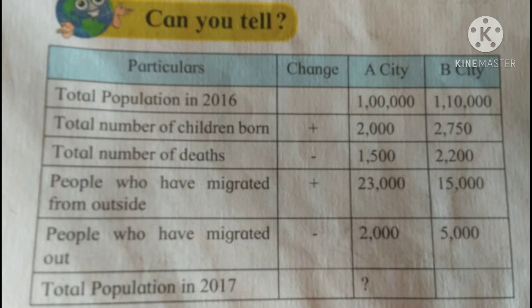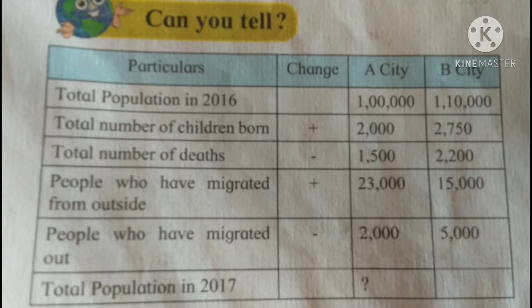Now see people who have migrated out. In A city it's 2000 and in B city it's 5,000. Now you have to find out the population in 2017. Now see children, questions are given there. Which city has greater number of newly born children? So you can compare A city and B city. So you can see B city has greater number of newly born children.